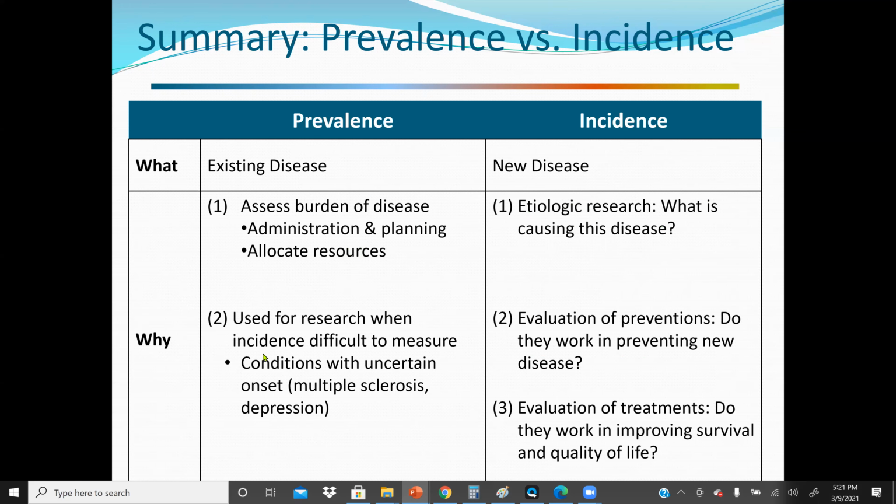Now, why can we use prevalence for research when incidence is difficult to measure? Also, for conditions with uncertain onset, multiple sclerosis or depression can be one example. But with incidence, we can do evaluation of prevention: do they work in preventing the new disease? Or evaluation of treatment: do they work in improving survival and quality of life?